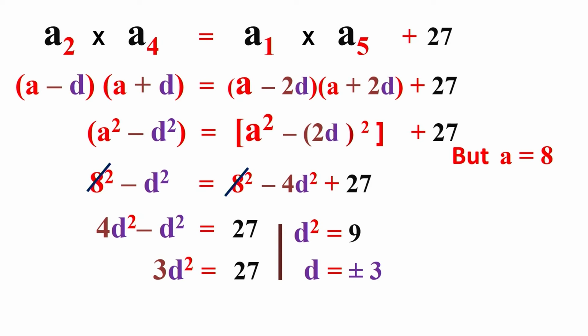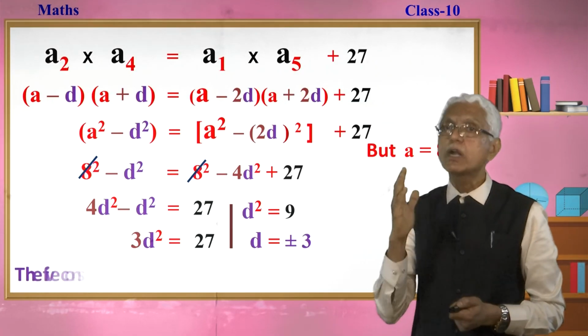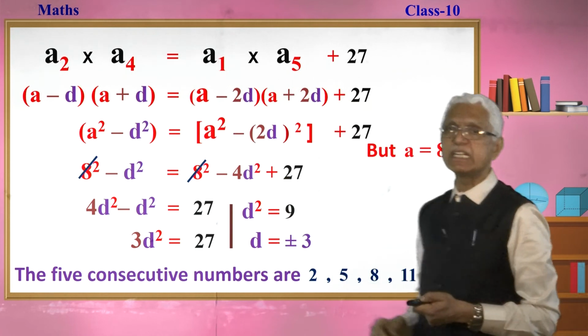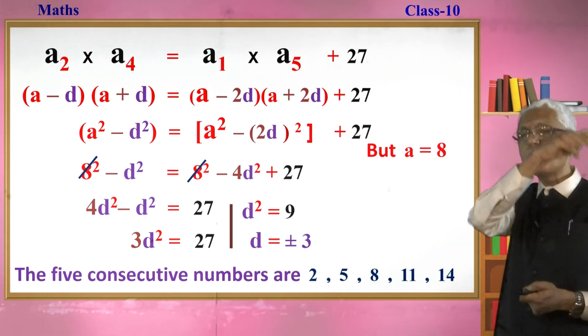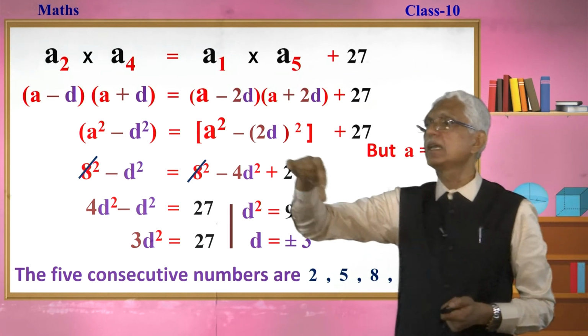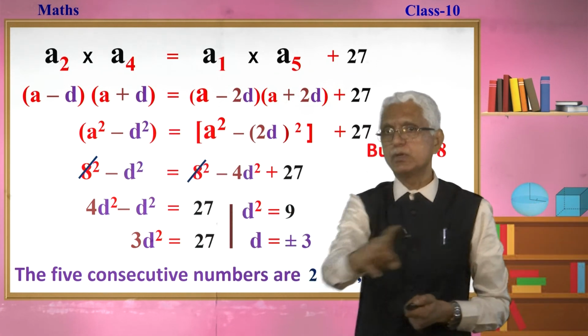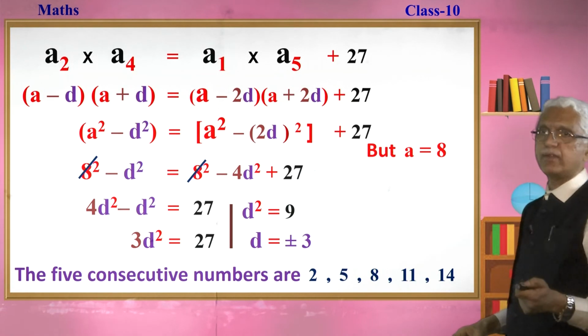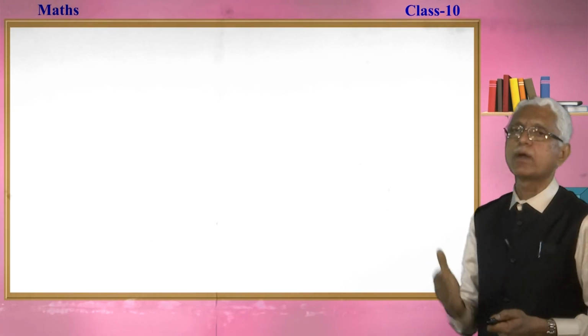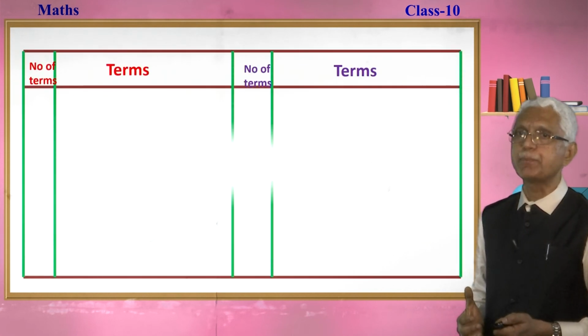So, you have been able to find out the value of a and also the value of d. Now, what are you supposed to find out? You are supposed to find out the 5 consecutive terms, correct. When you go back and substitute in a minus 2d, a minus d, a, a plus d, a plus 2d, you will get 2, 5, 8, 11 and 14. Thus, these are the 5 required terms of the AP.